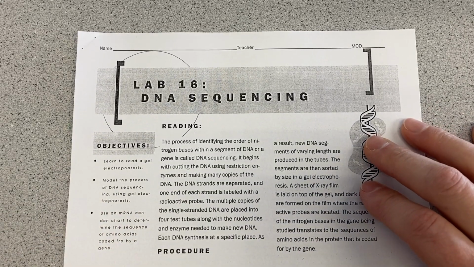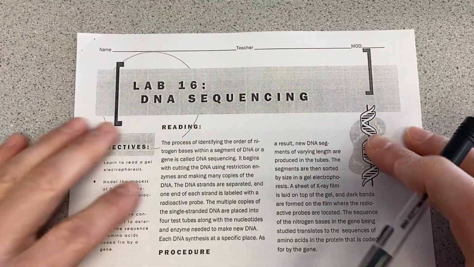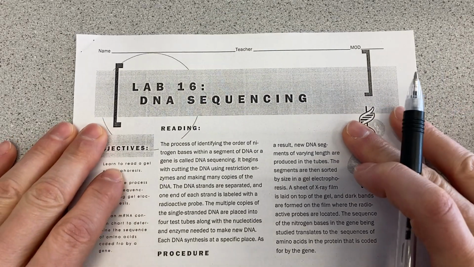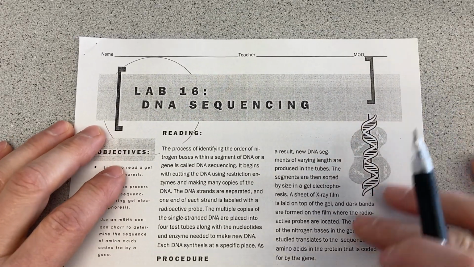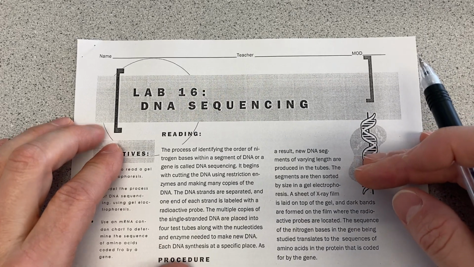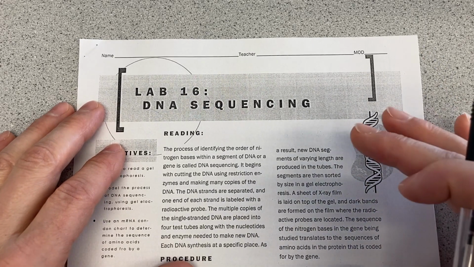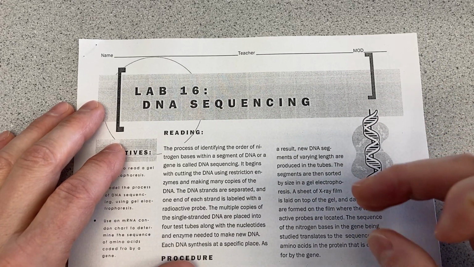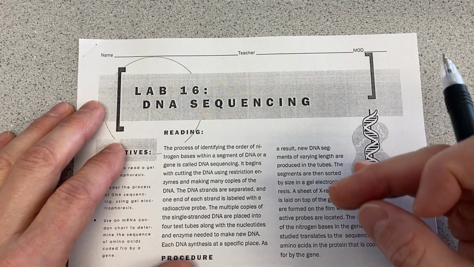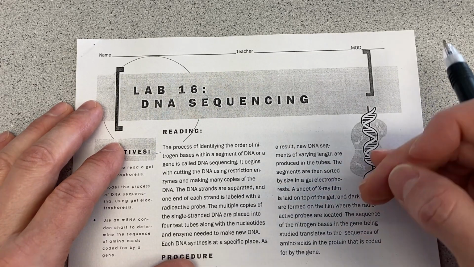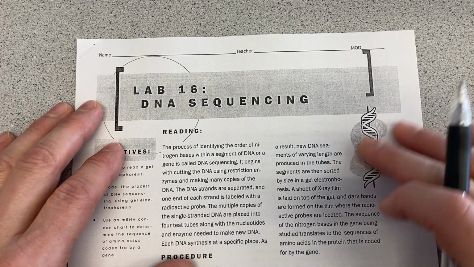Okay guys, so I'm going to walk you through our lab really quick here. What we're going to do is attempt to model the process of decoding a strand of DNA. How do scientists actually figure out what the actual bases, the A's, the T's, the C's, and the G's are if we want an entire DNA sequence of an organism?